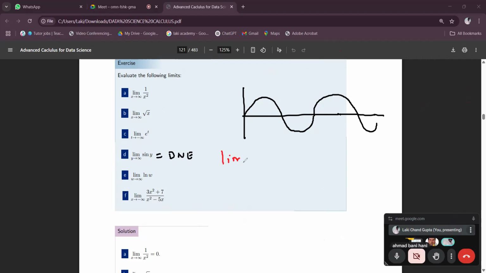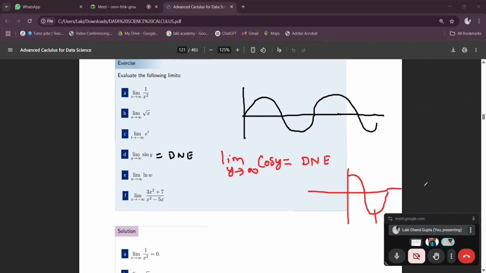Similarly, for cos x, this also does not exist. Why? Because its graph is also the same as the sine graph. Sometimes decreasing, sometimes increasing, right?